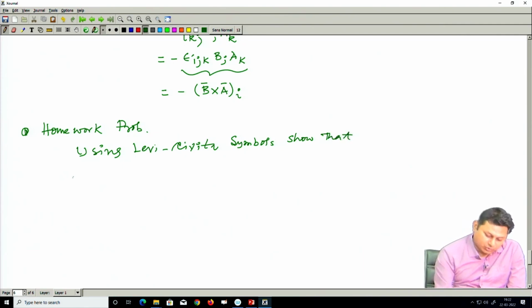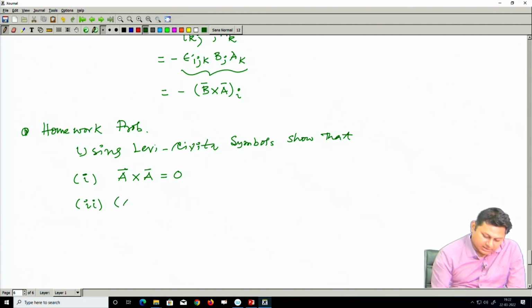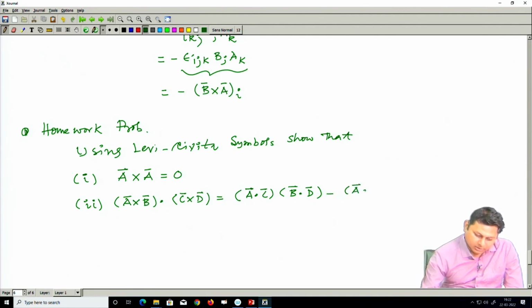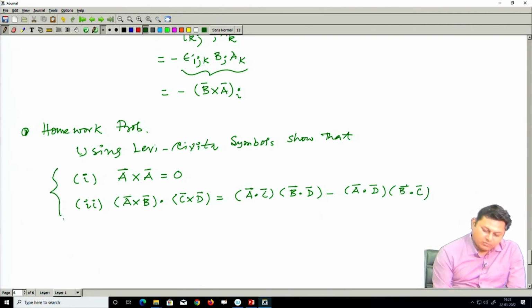So, you need to use the Levi-Civita symbol to show these two vector identities. First, A cross A equals 0, and second, this bigger identity: A cross B dot C cross D is equal to, you need to prove it, A dot C and then B dot D minus A dot D and B dot C. So, these two problems I would like to give you students as homework.